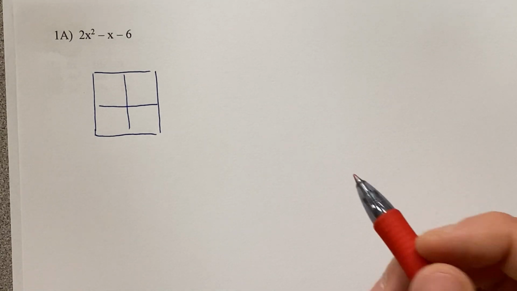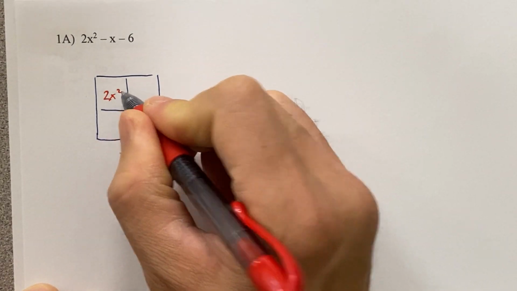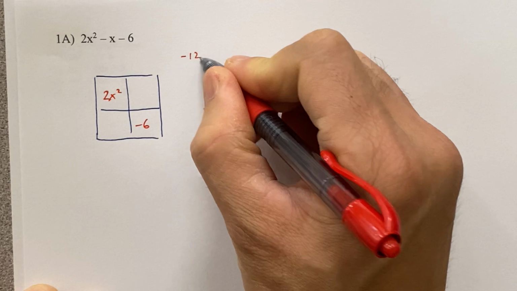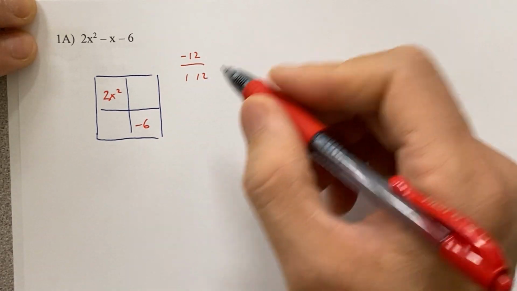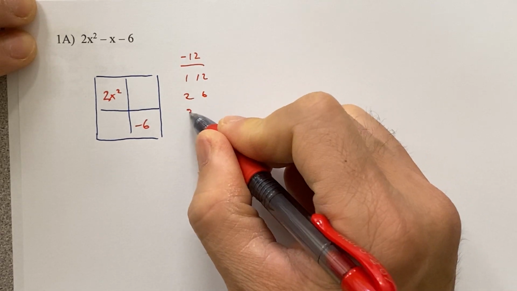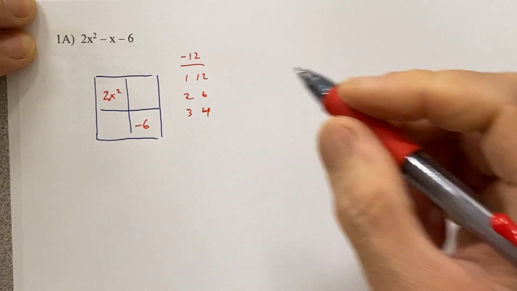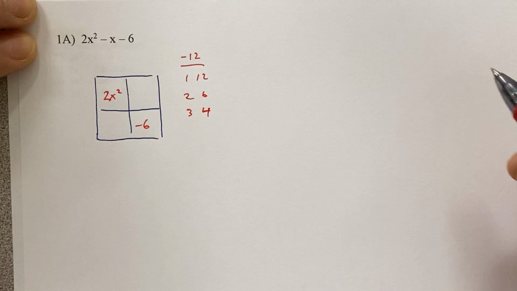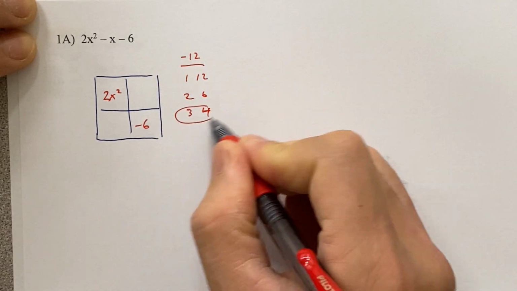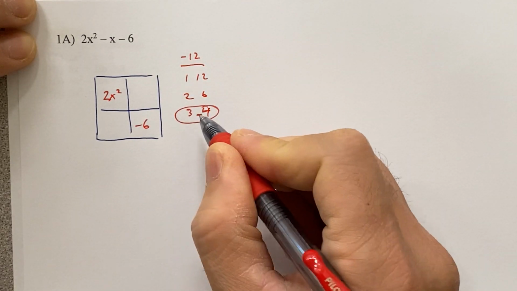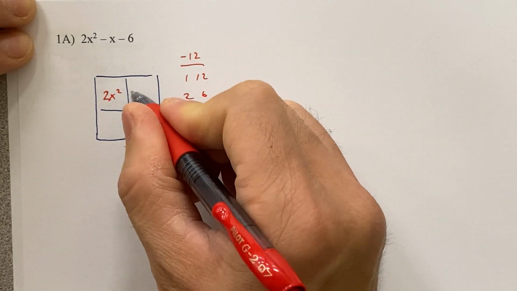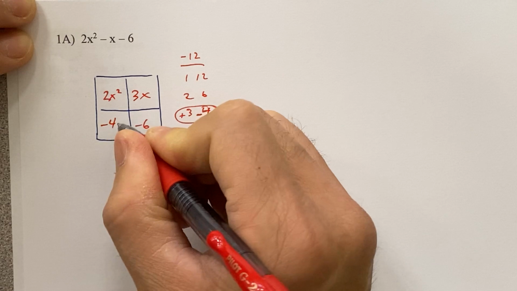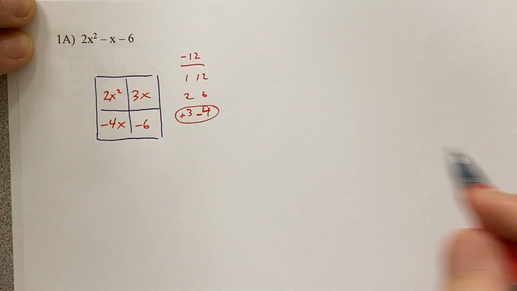Hopefully you guys were able to put your 2x squared here, minus 6 here. Multiply those, that's negative 12, so that's 1 and 12, 2 and 6, 3 and 4. Okay, and which one of those could hit my 1 in the middle? This one here, and it has to be a negative 4 and a positive 3 to produce that negative 1. Once I have my 3 and my negative 4 combination, I'm pretty much done.